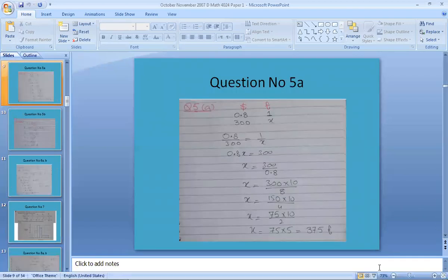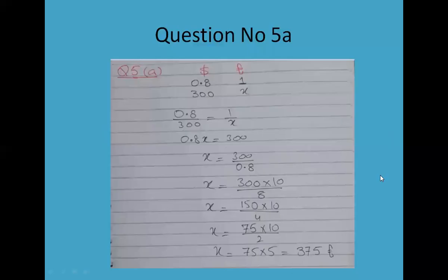Okay, so here we go. Question number 5, A part. Dollars, euro. $0.8 means 1 euro. So $300 means how many euros? I will write this proportion in fraction form: 0.8 divided by 300 equals 1 by x. So we will cross multiply, and we will have 0.8x equals 300.